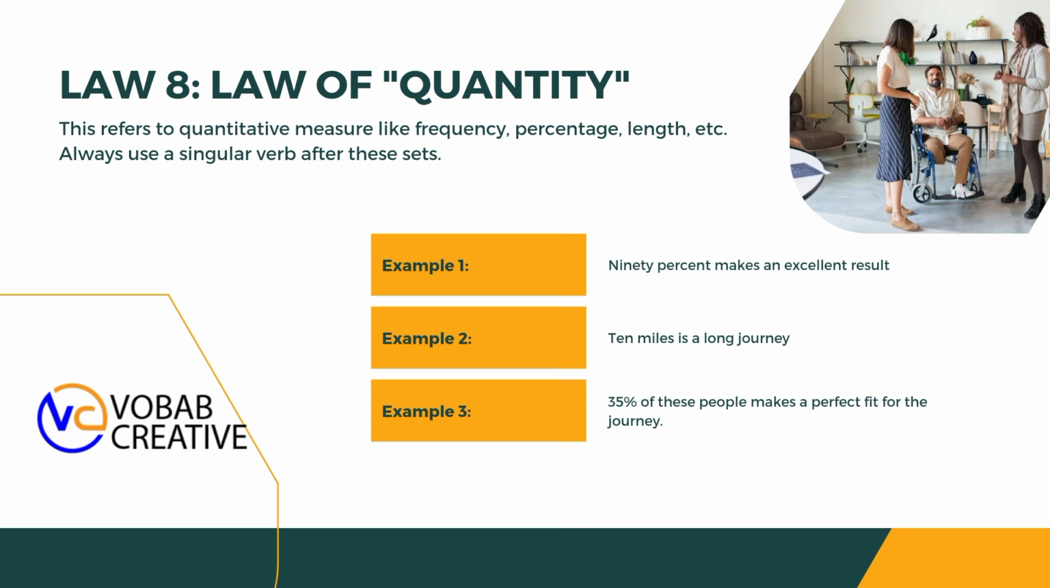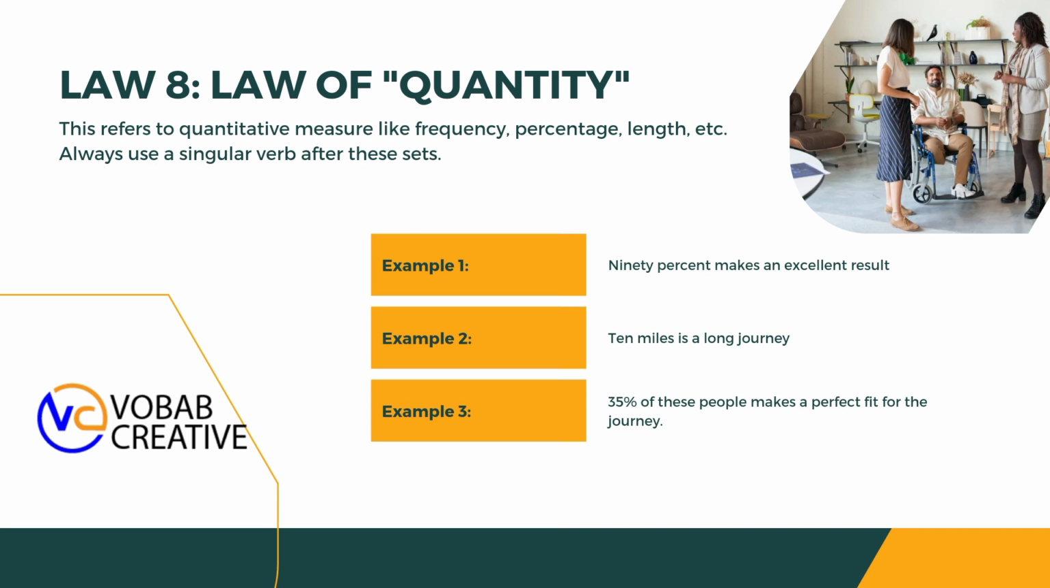What do I mean? Let's get into the examples in order to understand very well. Example 1 says 90% makes an excellent result. It's a measurement of percentage. So 90%, we say, okay, 90 is plenty now. Why do we have a singular verb that follows? That is the law, and the law is law. So 90% makes an excellent result.